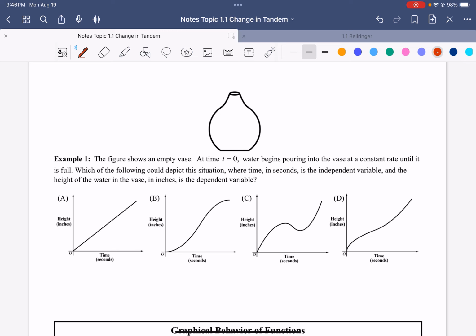Okay. Now, a common misconception is that because it says at a constant rate, you look for the graph that's constant. So most kids are going to say, oh, constant rate, the answer would be A because it's a constant line.